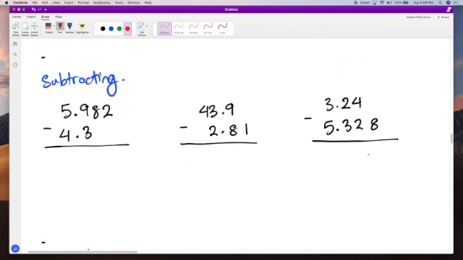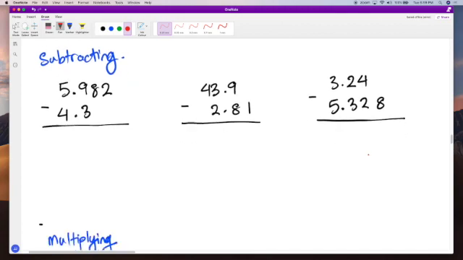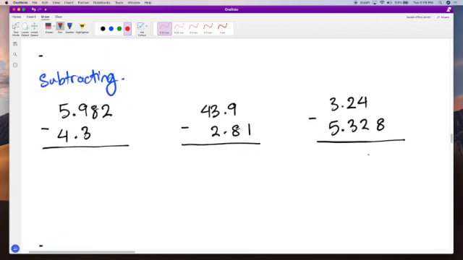Subtracting decimals now. Of course, we're doing adding, subtracting, multiplying, and dividing, and then we're done. Subtracting decimals is actually the same thing. You fill in your zeros, and then you subtract as normal. 2 minus 0 is 2. 8 minus 0 is 8. 9 minus 3 is 6. And then you have the point. 5 minus 4 is 1. That was an easy one.